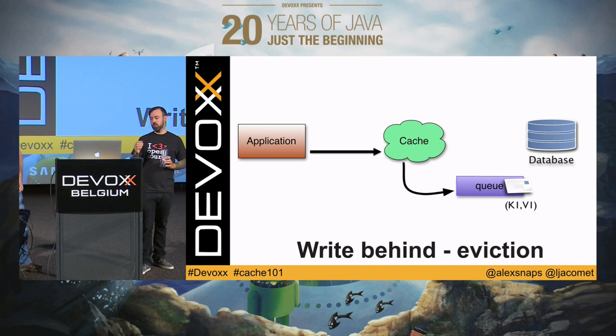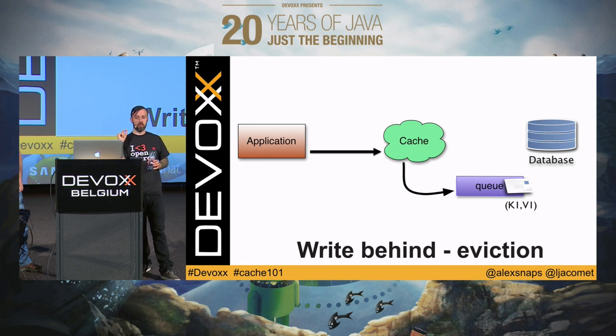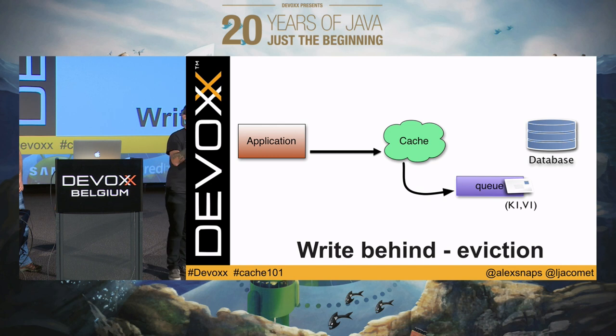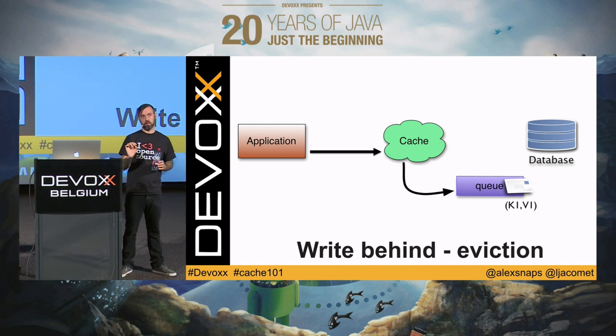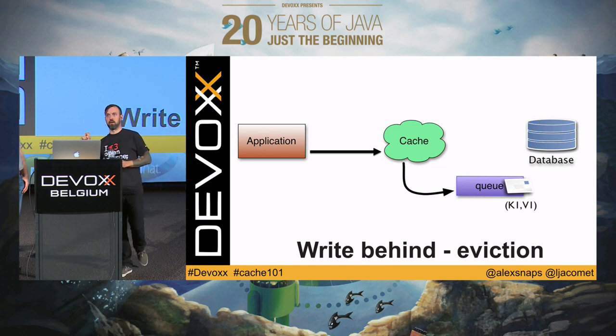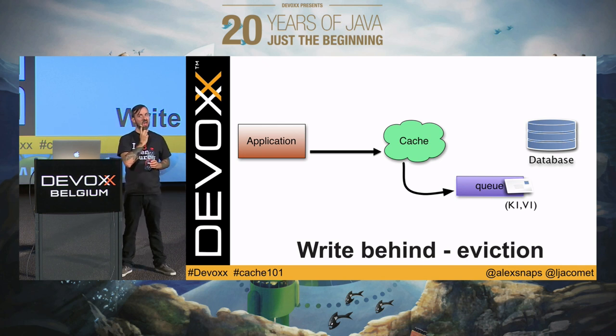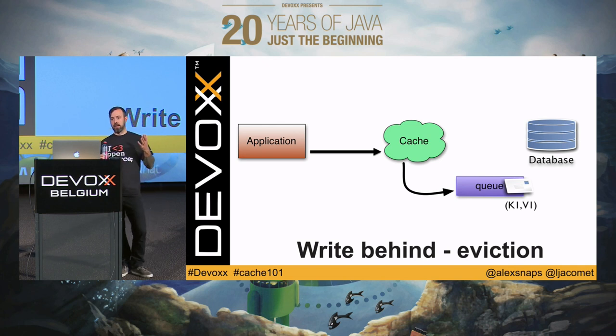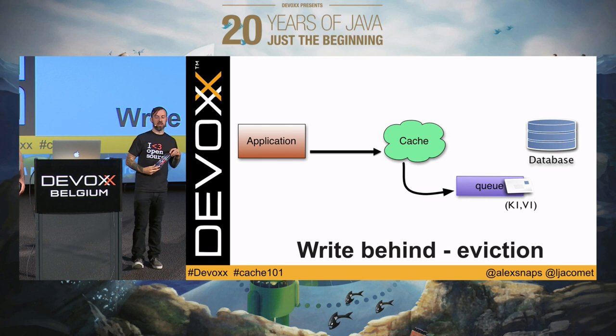But in the EHCache 2.x days, it was left to the user as an exercise to tune things properly and hope that whatever is in the queue makes it to the database prior to the data being evicted from the cache. It's hard, and things go wrong. So in EHCache 3, we changed that model.